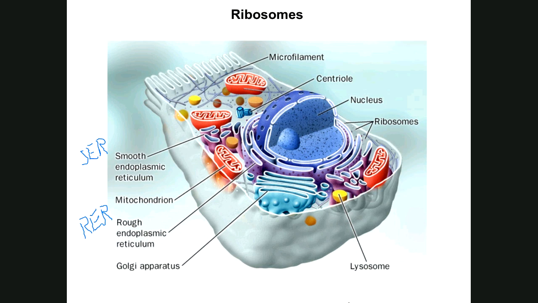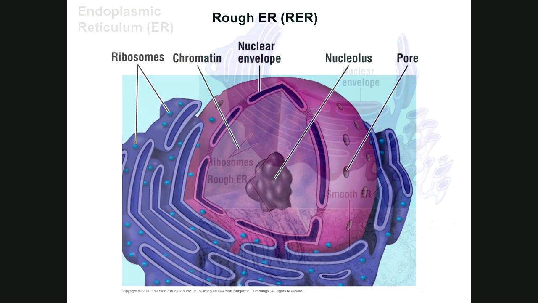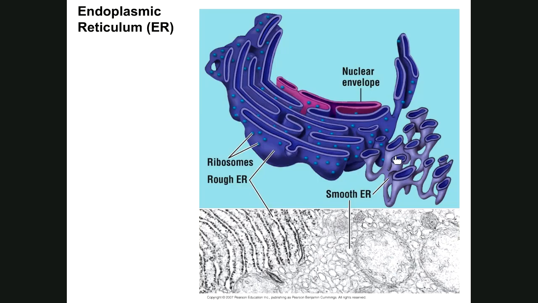So let me jump ahead to some of these right here. So here it's showing you the rough ER and the smooth ER. These little beads here are showing you fixed ribosomes attached to these long flattened membrane sacs called our ER. So protein synthesis is being carried out by the ribosomes, and then the ER modifies these proteins, adding sugars, beginning the folding process.